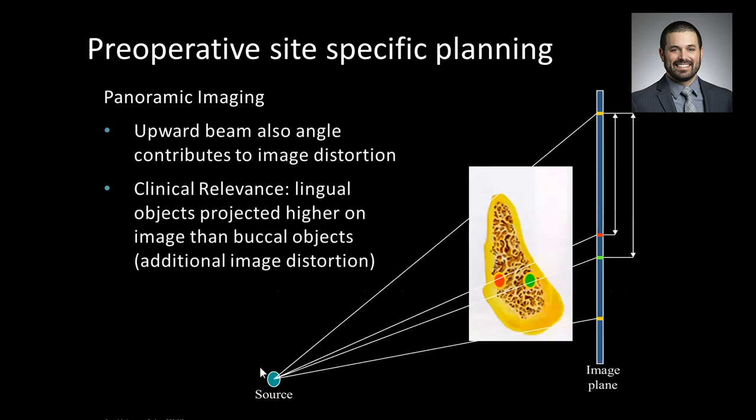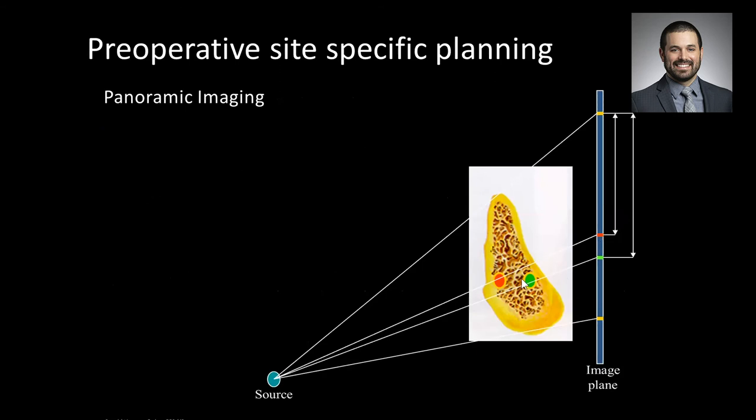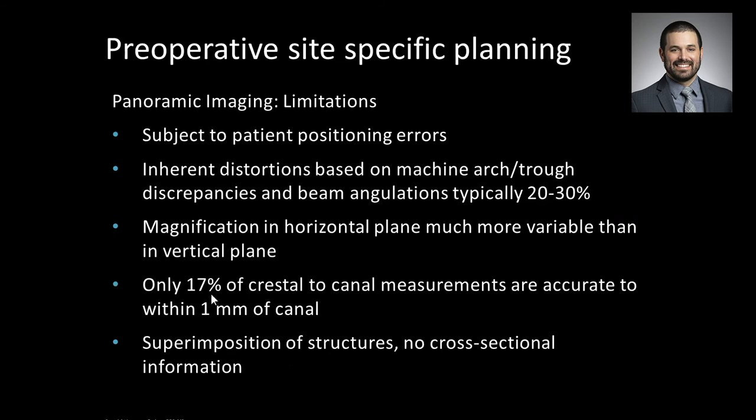Building on this, pans typically have this upward beam angle. Just to orient you here, this would be a cross section of a posterior dentulous mandible, where this is buccal and this is lingual. Just where the canal may be located, buccally or lingually, could change its projected height from the canal. And again, that's contributing to why we're getting only 17% accuracy to within a millimeter for crest to canal measurements.